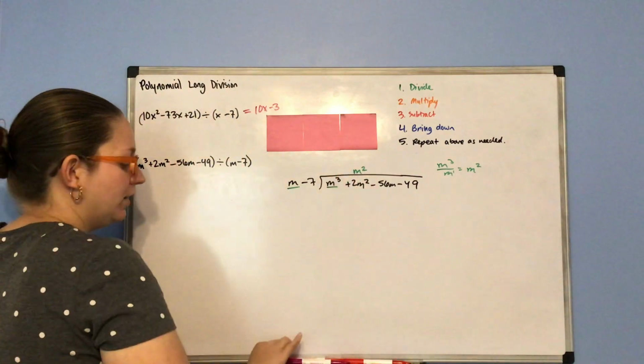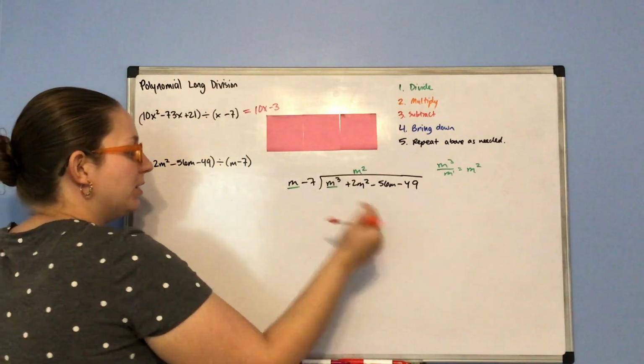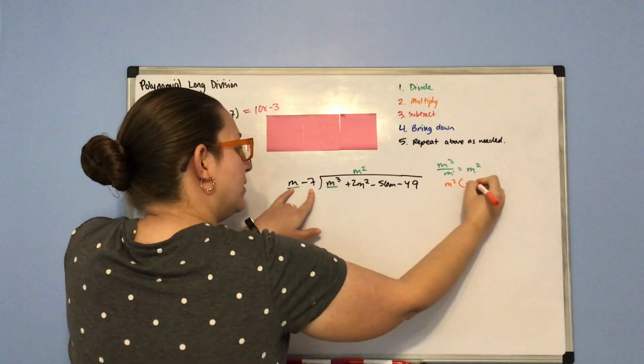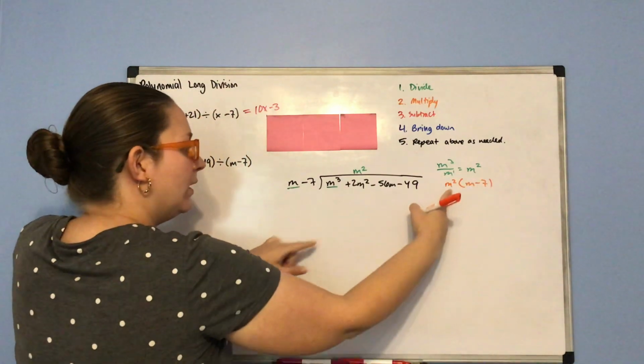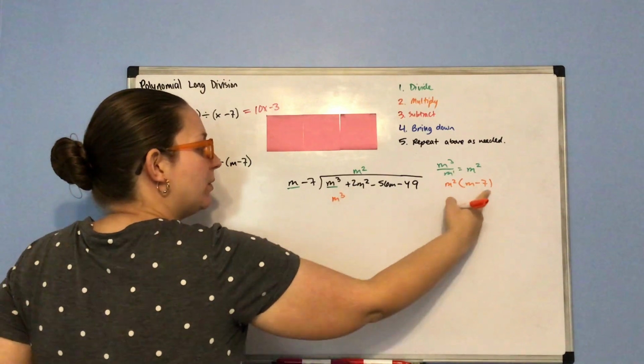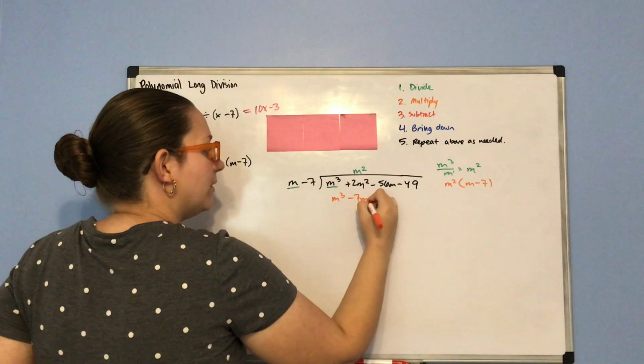Once we have whatever goes on top, we multiply it by whatever we're dividing by. So I'm thinking m squared times all of this, m minus 7. M squared times m is m to the third. M squared times negative 7 is negative 7m squared.